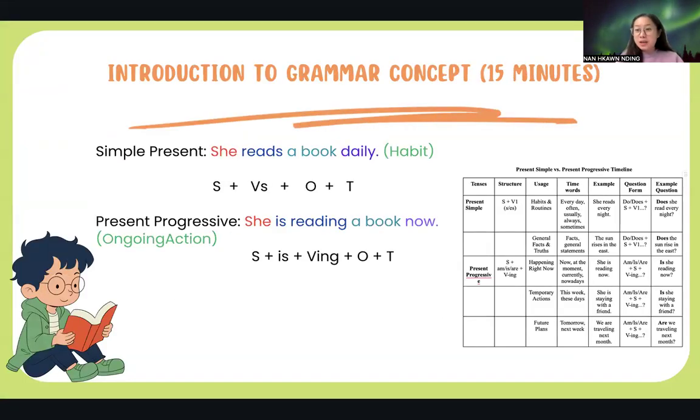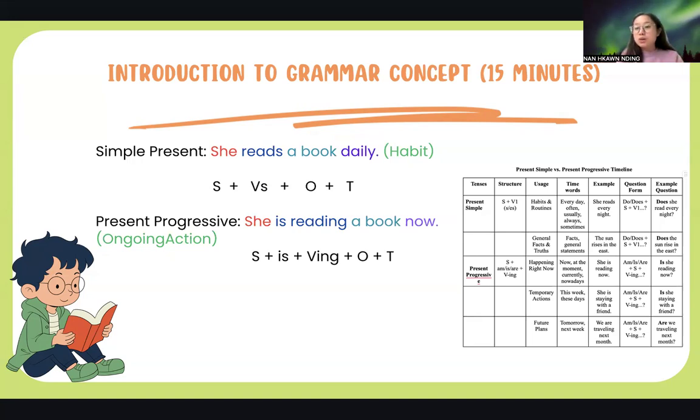Now, here is an example of simple present tense and present progressive. The first sentence is: she reads a book daily. That is a habit, so you have to write in simple present tense. On the other hand, if you are going to describe an ongoing action, what is happening right now, for example, she is reading a book right now, right? Right now, doing something. That is called an ongoing action, and you have to write it in present progressive, not simple present. For the present progressive, you have to use the verb to be, is, am or are, plus verb-ing.